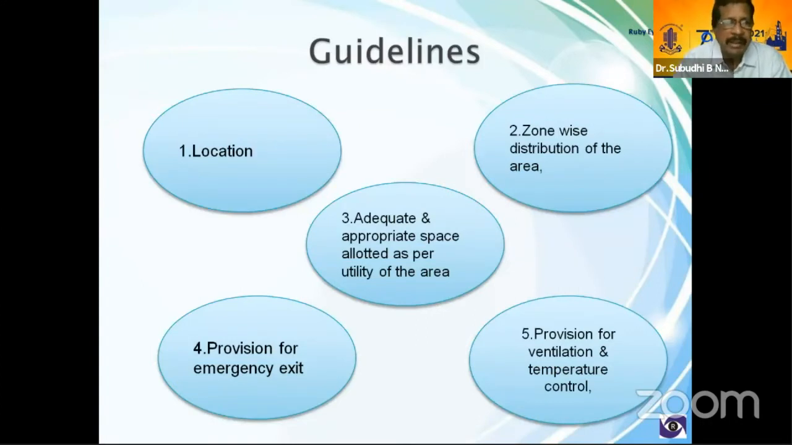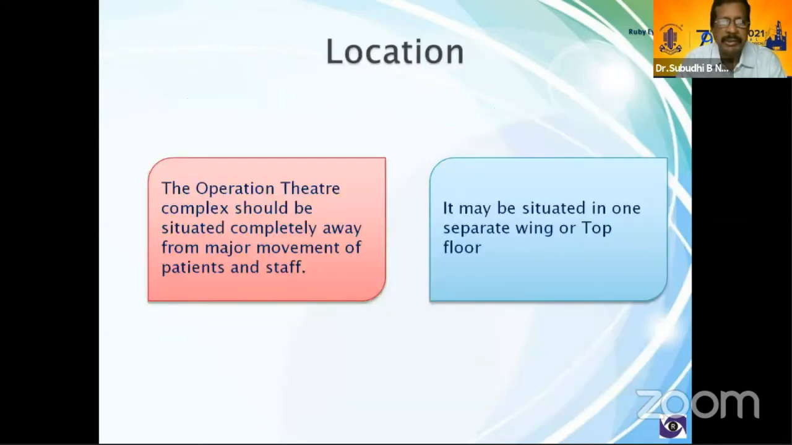So what are the 5 guidelines? The basic guidelines: first, the location of the operation theatre; then zone-wise distribution of the area; adequate and appropriate space allotted as per the utility of the area; provision for emergency exits; and provision for ventilation and temperature control. So these are the 5 principles for building an operation theatre.